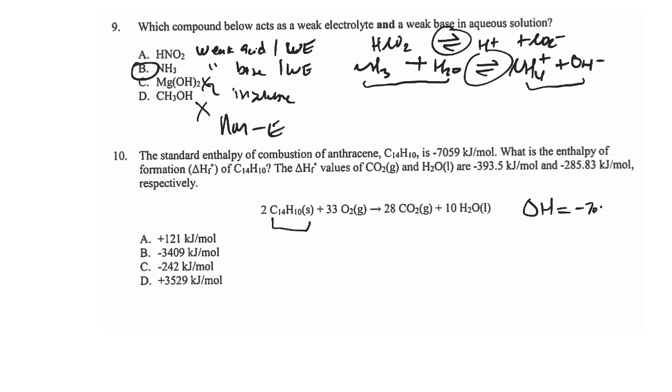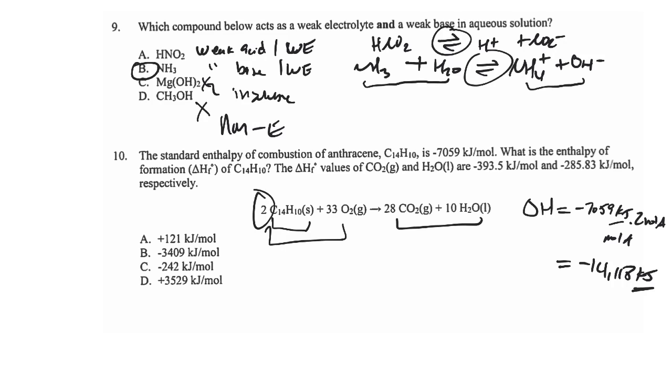So the delta H of this reaction would be the combustion enthalpy of the compound times 2 moles. So it would be minus 7059 kJ per mole of the anthracene times 2 moles of anthracene, because there's a 2 in front of that compound in the reaction. So the delta H of this reaction is 7059 times 2, so minus 14,118 kJ. Now that delta H is the one that corresponds to the products minus the reactants in terms of delta HF values.